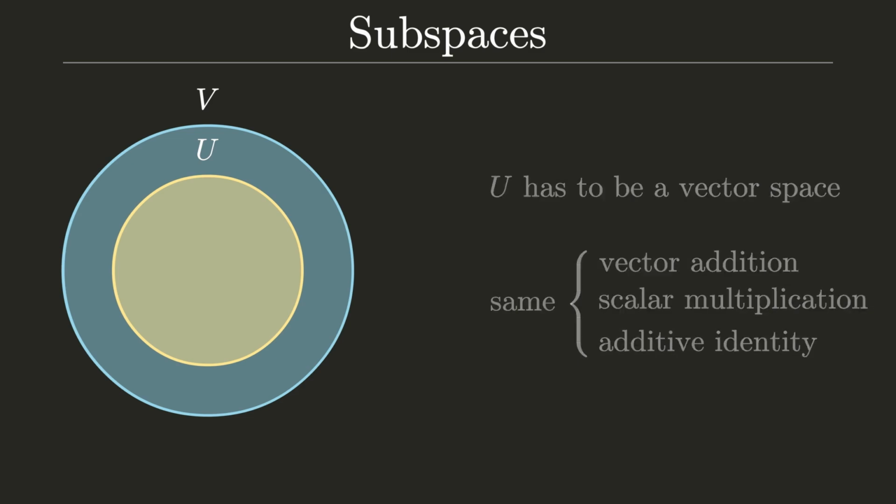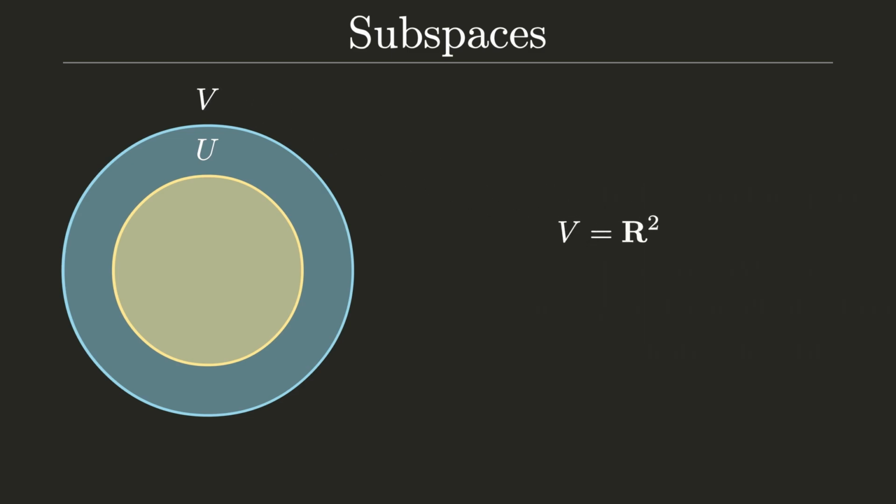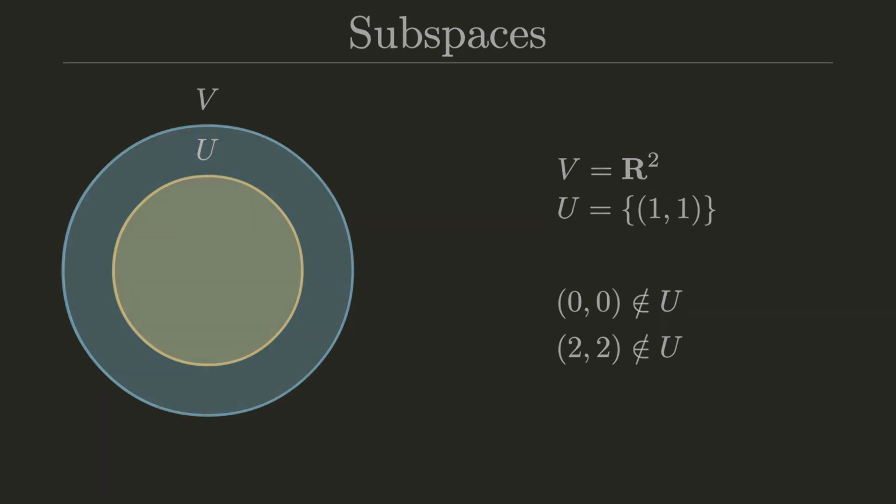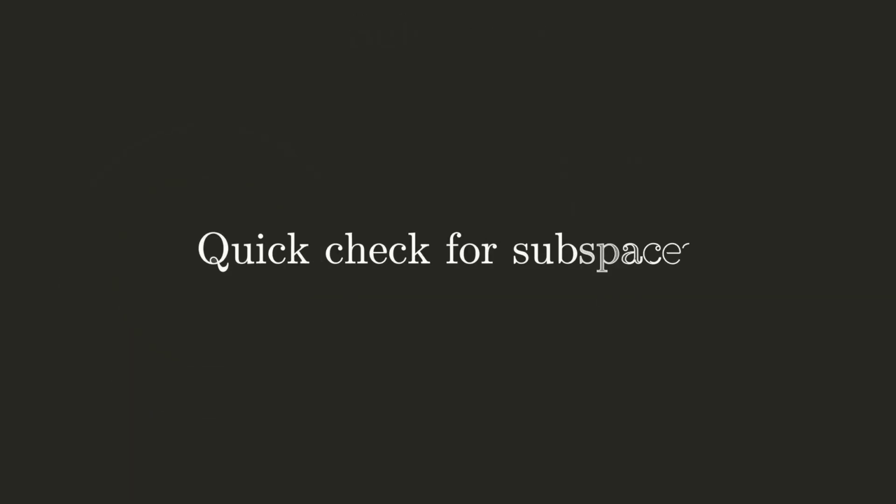As an example, if V equals R2, and U is the set containing the point (1, 1), then U is clearly not a subspace. Why? First of all, 0 is not in U, so that's already one condition not met. And if we take (1, 1) and multiply it by 2, the result is not in U either, so it's not closed under multiplication either. It's quite a bit of work to have to check all the 6 conditions for a vector space, isn't it? So let's look at a simpler way to do it.